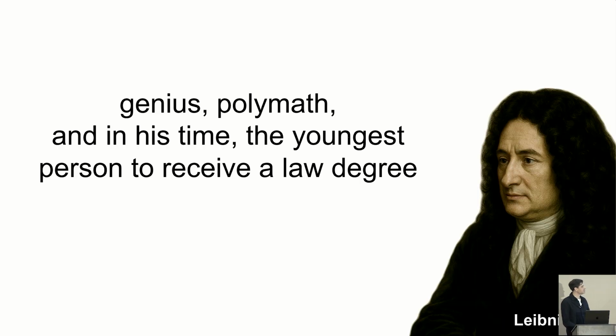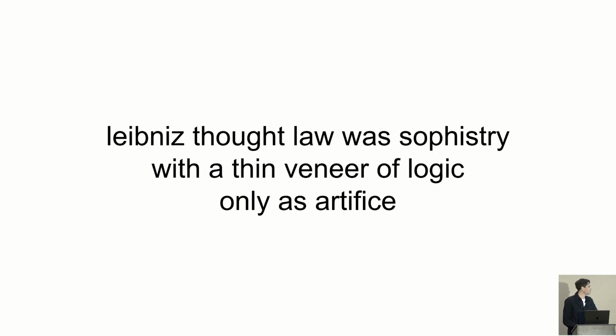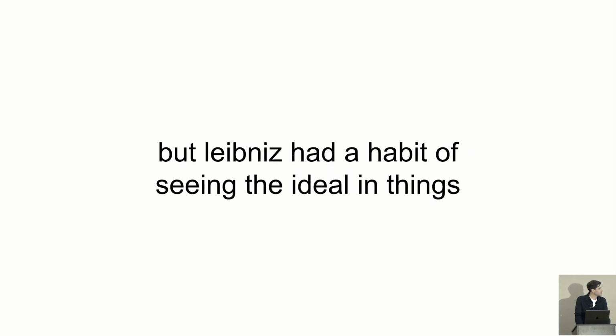This guy, Leibniz, he's a genius. He's a polymath, and in his time, he was the youngest person to receive a law degree. You might know him from calculus, but actually his profession was as a legal scholar. And he thought of law as sophistry with a thin veneer of logic, but only as artifice. And Leibniz had a habit of seeing the ideal in things, so it didn't let him get him down.